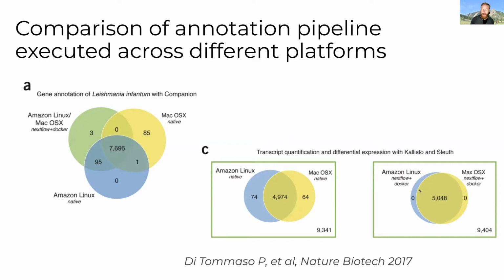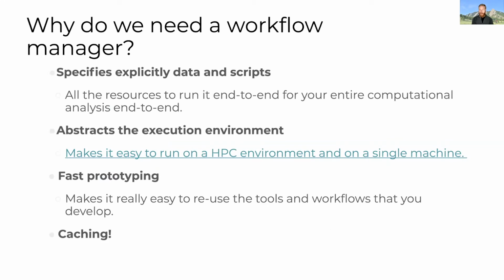And Docker, in this case, is what solves that. So this is using Nextflow plus Docker. You can see that when it's run on Amazon Linux or Mac OS, you get the same genes differentially expressed. So really, that's what we're aiming at, and that's one of the things that Nextflow can offer us as a workflow manager. So now let's talk about why we need a workflow manager.